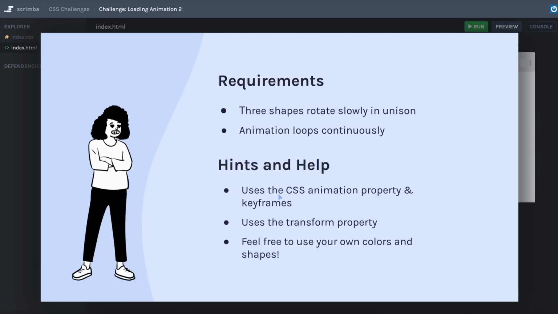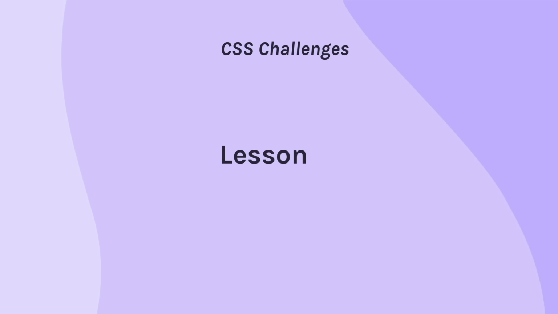You're going to want to look into the CSS animation property and using keyframes. And if you're comfortable with CSS, I have faith that you can research CSS animation and get going. You'll also want to look at the CSS transform property, which allows you to move, stretch, and rotate HTML elements. Finally, as I mentioned before, feel free to use your own colors and shapes. Be creative. Have fun. I'll be back to show you my solution.